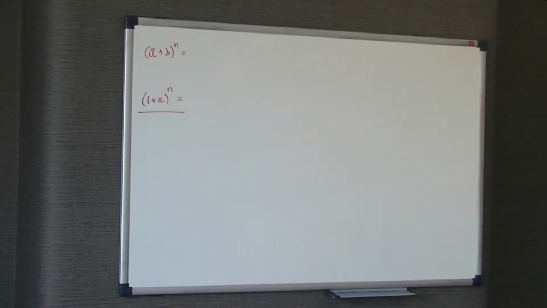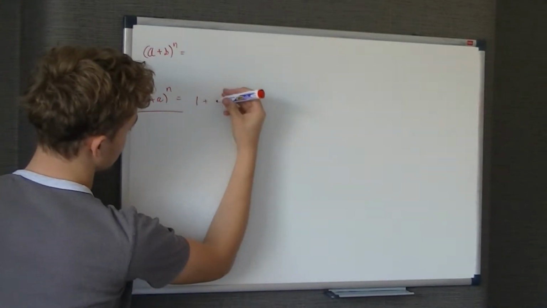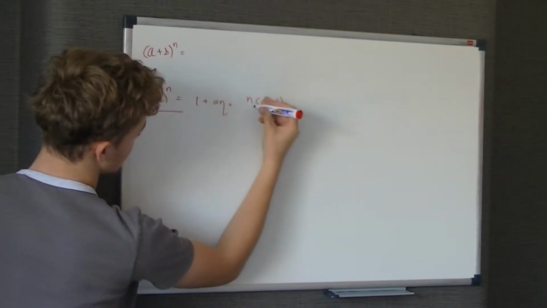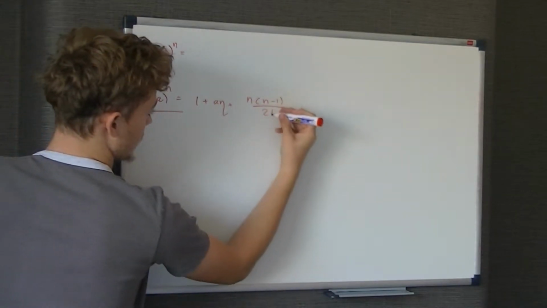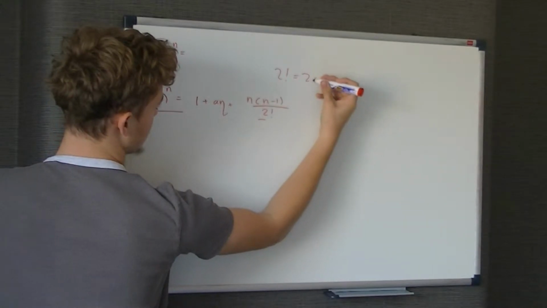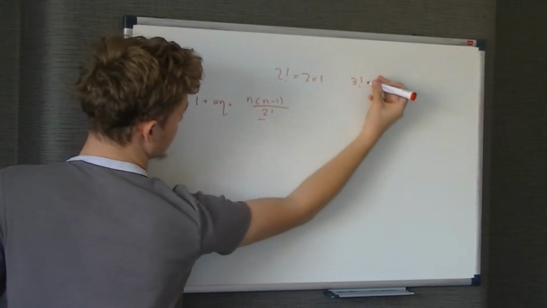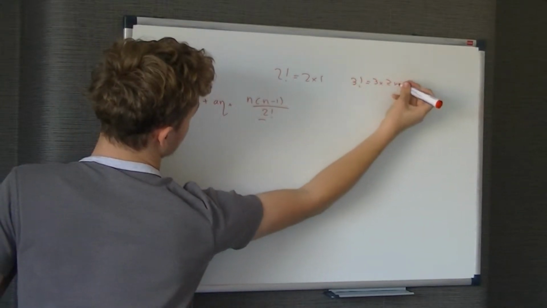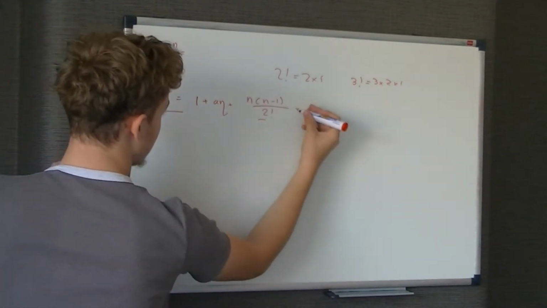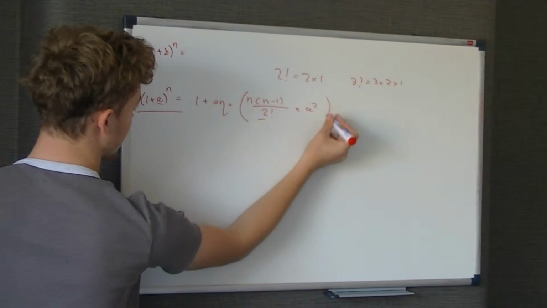You're most likely to be using that second expansion, and it's going to be something like: 1 plus n a, plus n(n-1) over the factorial of 2. When we say factorial of something, the factorial of 2 is 2 times 1, and you just keep going down by 1 and multiplying. So 3 factorial is 3 times 2 times 1, etc. That's what that means. Then you multiply that by a squared, where a is a number that is going to be quite important for a lot of things.